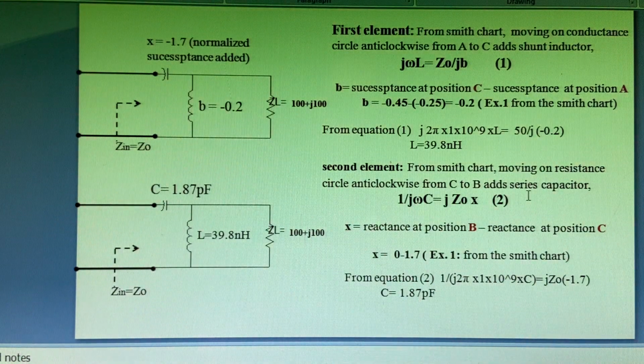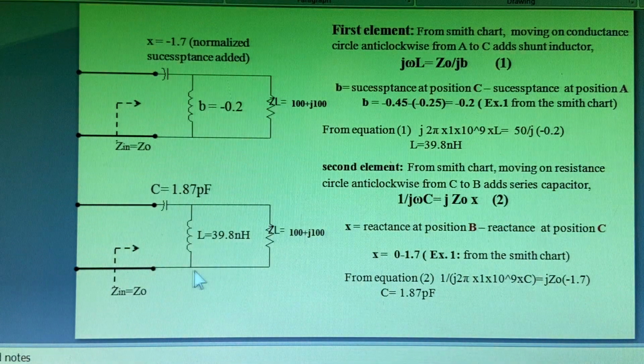That we have to substitute in this equation 2. Substituting in equation 2, we will get the value of the capacitor equal to 1.87 picofarad. So this capacitor value is 1.87 picofarad. So this is the final circuit of impedance matching.